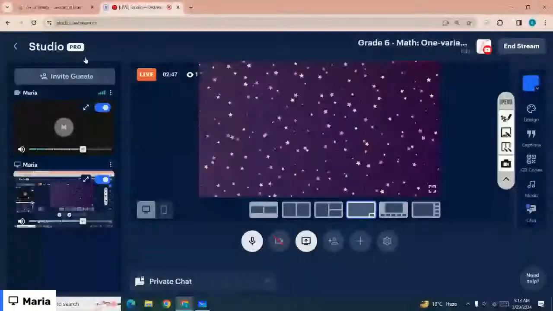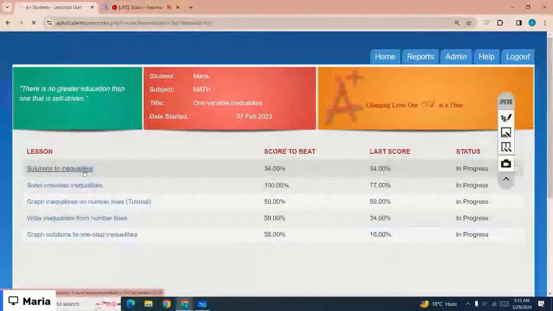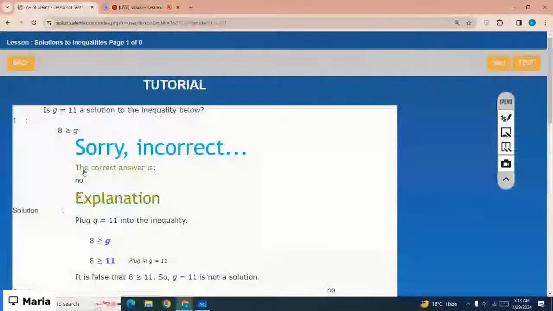Okay, let's just start with the first lesson, that is solutions to inequalities. Let's start with the first example: is G equals 11 a solution to the inequality below? So the inequality is 8 is greater than or equal to G, right?